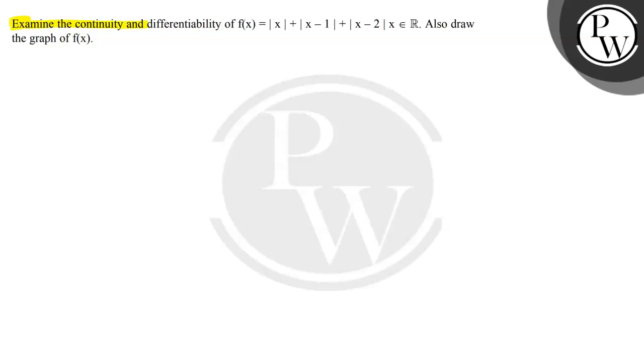Examine the continuity and differentiability of the function f(x), which is defined as mod of x plus mod of x minus 1 plus mod of x minus 2 for values of x from the set of real numbers. We also have to draw the graph of function f(x). Before starting the solution, let's note down the key concepts for this problem.